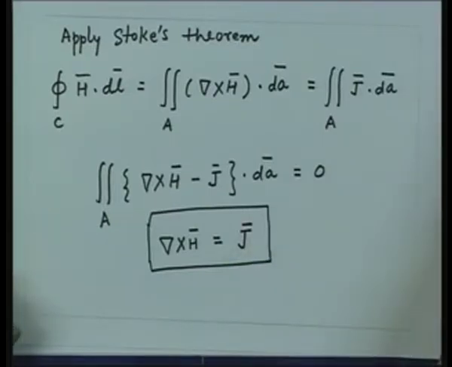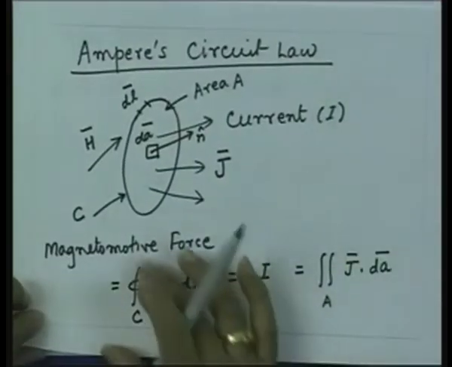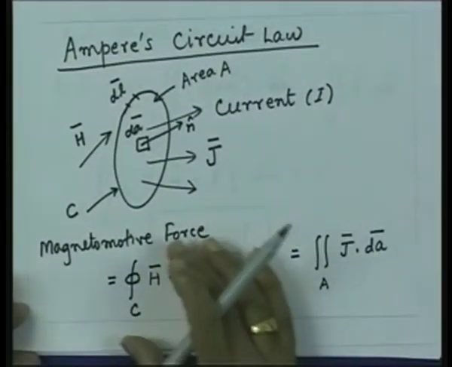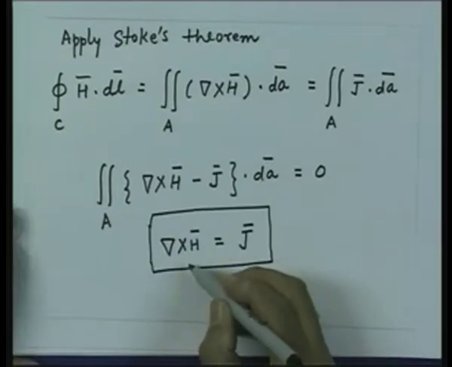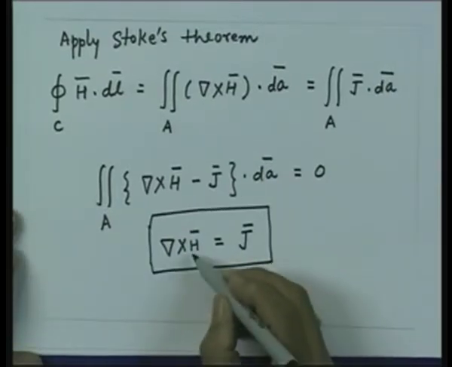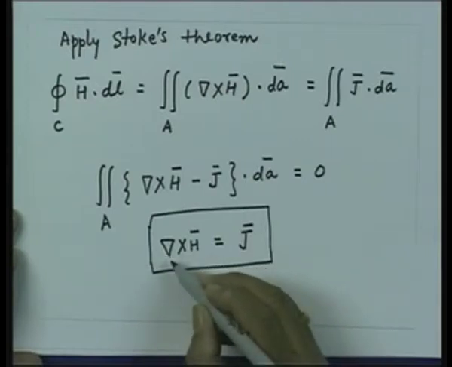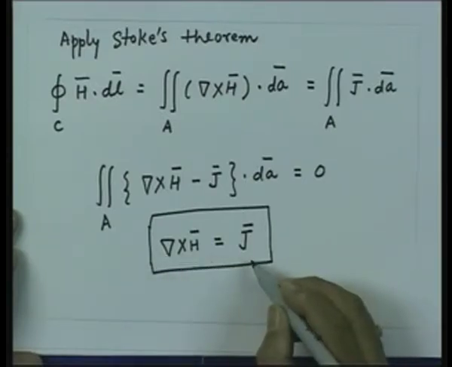So, again as we saw in the previous case, this is applicable over a finite area, whereas this relationship is a point relationship. So, if we go to a particular point and we know the magnetic field at that location, the curl of that magnetic field gives me the conduction current density at that location.